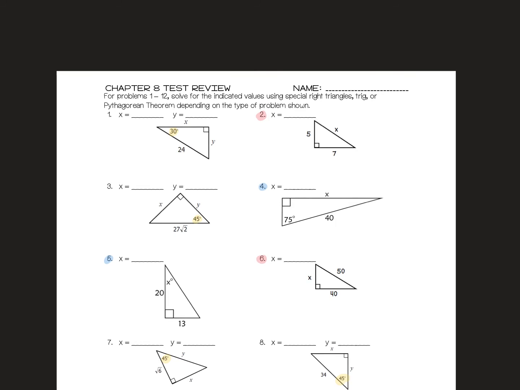So I will highlight those up here. So blue was trig, yellow was special right triangles, and the red was Pythagorean theorem.